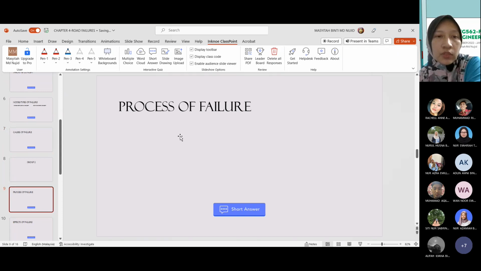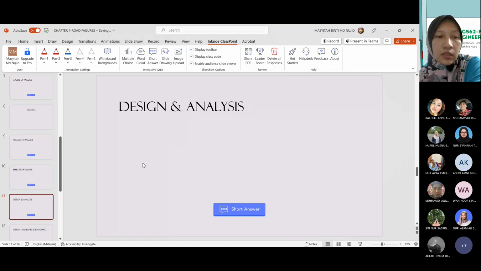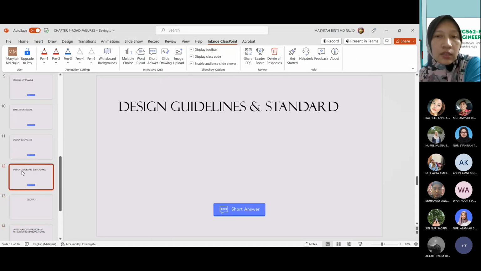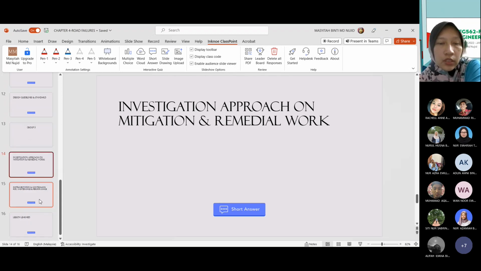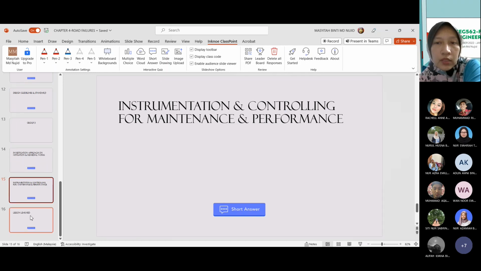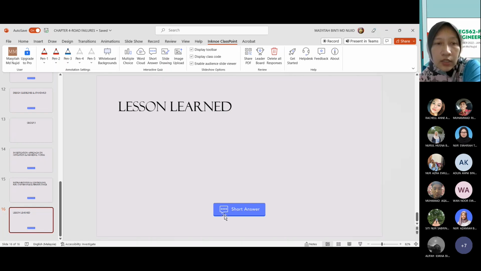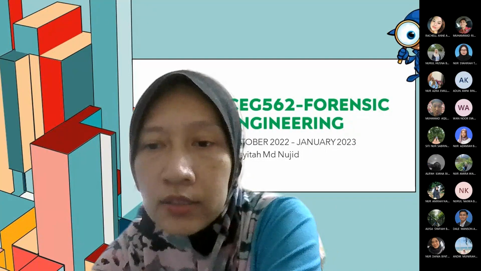So the next group, you kena focus on the process of failure, effects of failure, design and analysis, design guidelines and standard. Untuk grup yang seterusnya, investigation approach on mitigations and remedial work, kemudian instrumentations and controlling for maintenance and performance, lesson learned. Grup yang terakhir tu, dia kena compile semua yang dipersembahkan oleh kumpulan-kumpulan yang lain tadi.